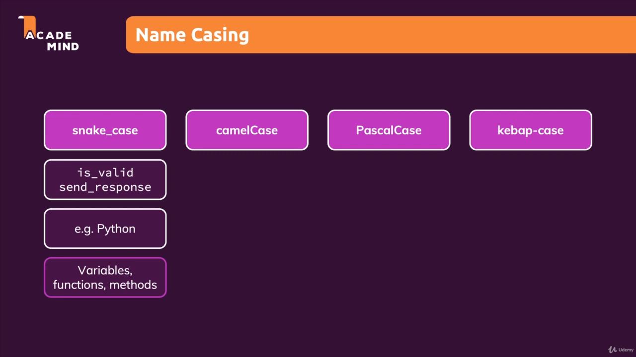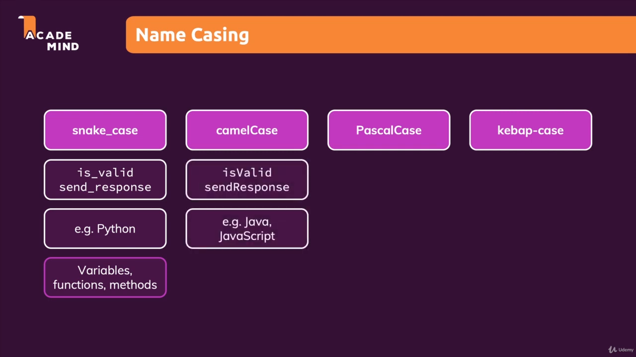Now, Python uses snake case. Many other programming languages, like Java or JavaScript, use camel case, which looks like this: isValid, sendResponse, the same name, but now not with an underscore between words, but instead there is no separation between words except for the starting character of the next word in line. The first character in the name is always a lowercase one, like the i in isValid and the s in sendResponse, but then every word in that phrase starts with an uppercase character, like the uppercase V in valid and the uppercase R in response.